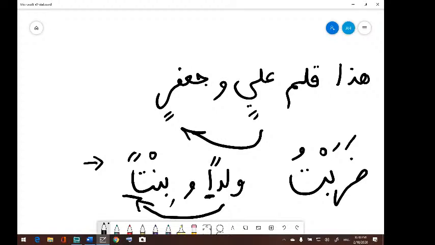You would just keep adding waw and keep transferring the effect of the maf'ul over, exactly. And same thing with fa'il. For example, if I say, ضَرَبَ عَلِيٌّ وَيَعْقُوبٌ أَحْمَدًا, Yaqub and Ali hit Ahmad. So there's two fa'ils, two people doing the action, and one maf'ul. So waw just transfers the effect of whatever's before.